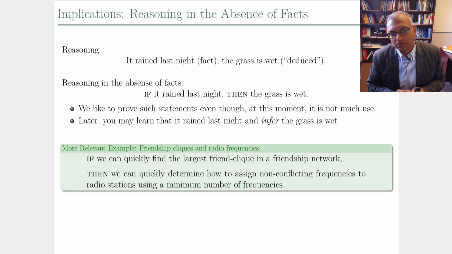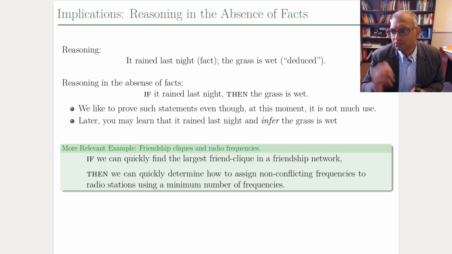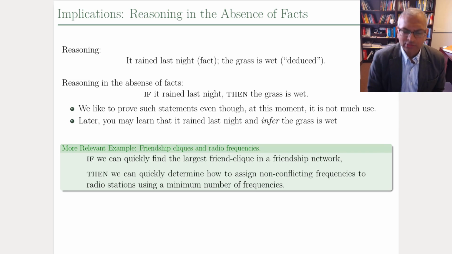So it means that for all those of you who want to assign radio frequencies efficiently, you don't need to solve that problem. If someone else has been able to find large friendship cliques in graphs, you can just take what they did and use it to solve your problem. That's the value of this link, the value of this reasoning in the absence of facts.